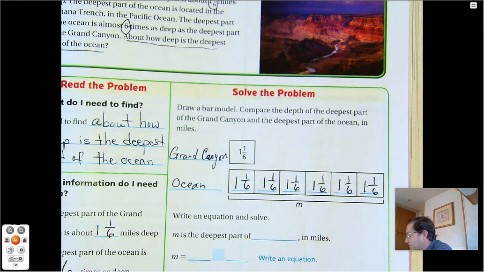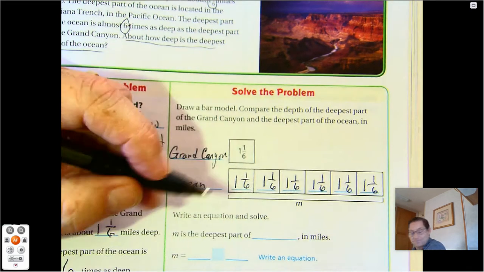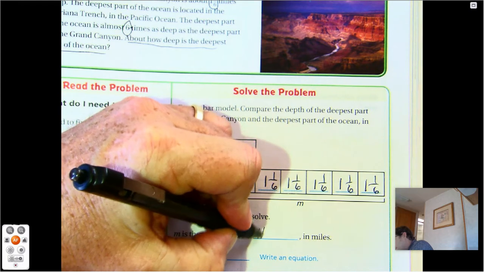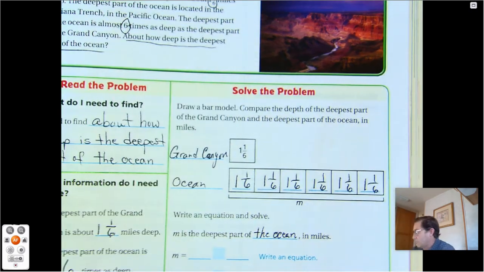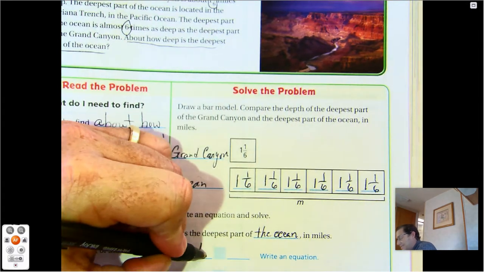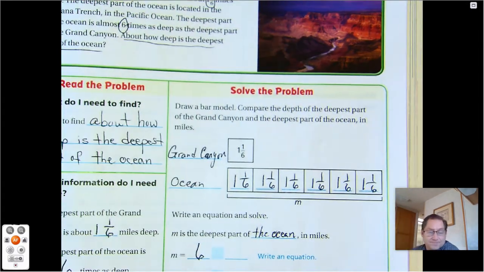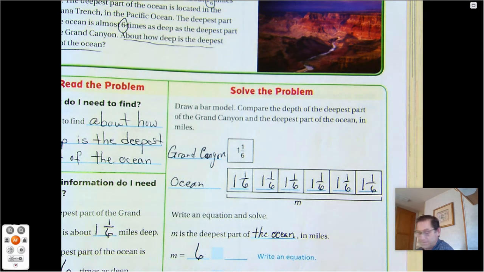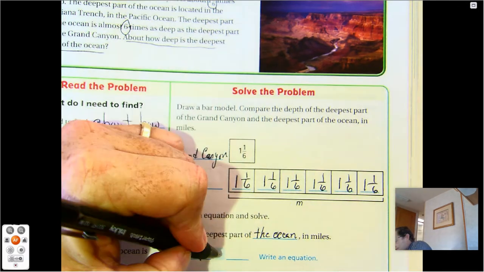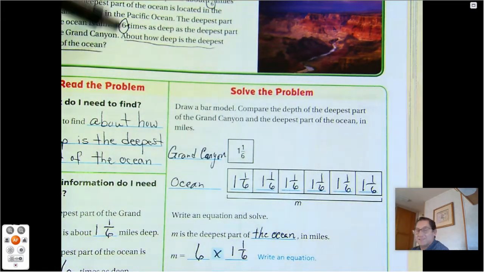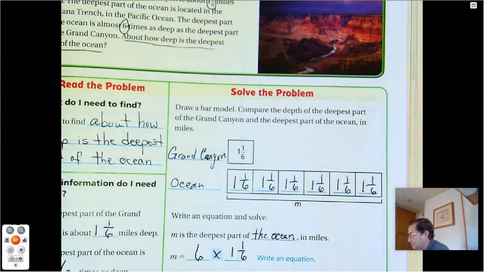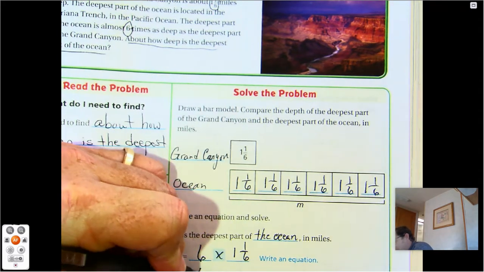So write an equation and solve. M is the deepest part of the ocean in miles. So M equals 6. We have 6 parts in that problem, times 1 1/6, because it said the ocean was 6 times as deep. So we're going to leave the 6.